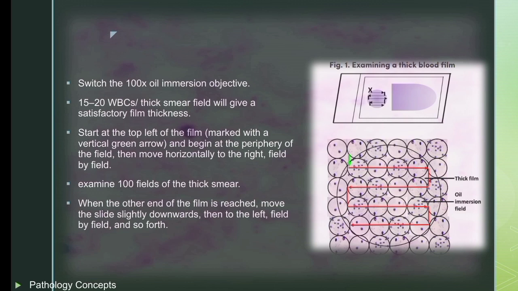Start at the top left of the smear, marked with a vertical green arrow, and begin at the periphery of the field. Then move horizontally to the right, field by field. Examine the 100 fields of thick smear to detect the presence of malarial parasite at 100x oil immersion. When the other end of the film is reached, move the slide slightly downward and then to the left, field by field, and so forth.